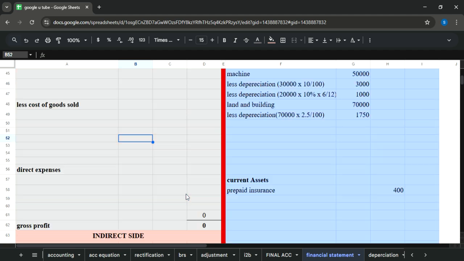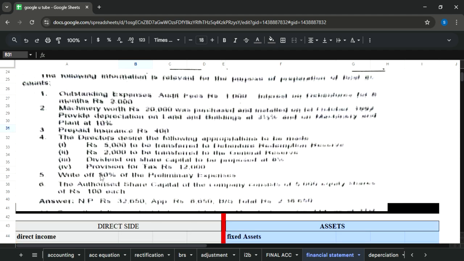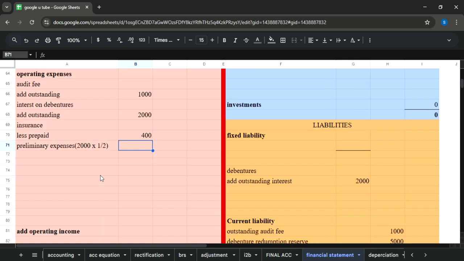Once again, I'm telling you what was said over here, 50%. So you may write 50%, or you may write 1 over 2. This is one and the same thing. 50% means half. So here we are going to calculate what was 2,000 total amount of preliminary expenses, and then we have taken 50%. So guys, you have seen that half preliminary expenses are written in operating expenses.